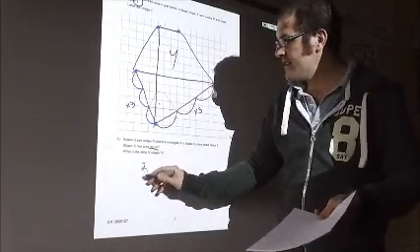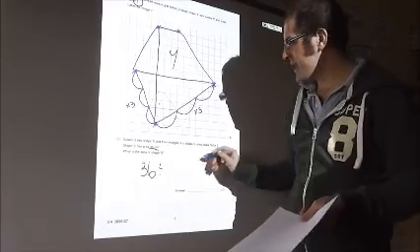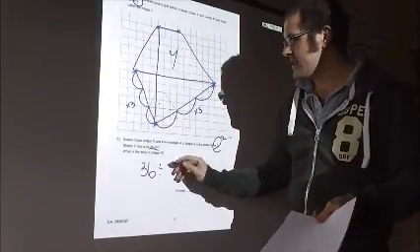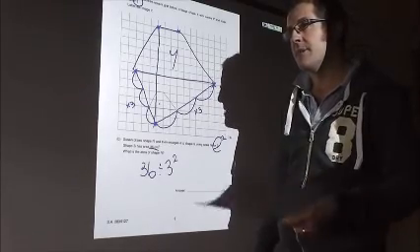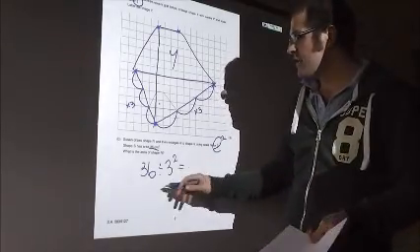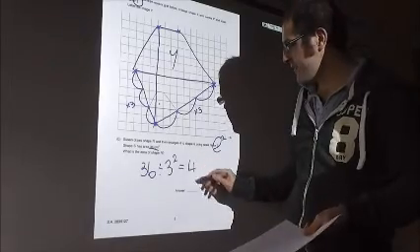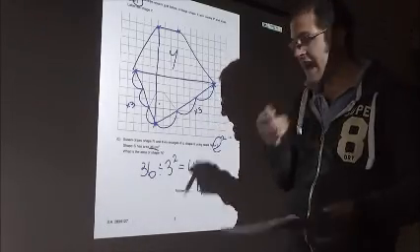As the enlarged shape has area 36, you divide it by the scale factor squared. Because for area, the scale factor is going to be the scale factor squared. So 36 divided by 9 is 4. It's going to be an area of 4.